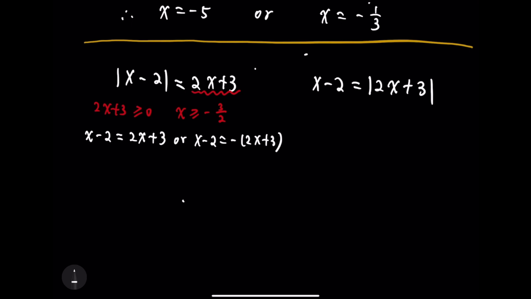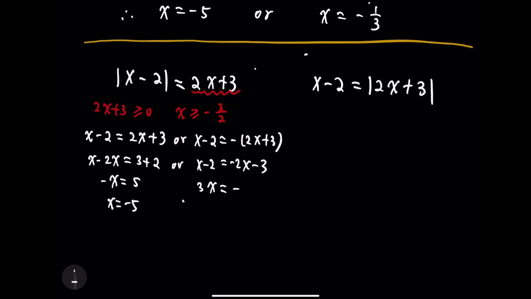Then we solve each equation here. So we have x minus 2x equals 3 plus 2. So negative x equals 5, x equals negative 5. Or the other one, we have x minus 2 equals negative 2x minus 3. So we have 3x equals negative 1, so x equals negative 1/3.